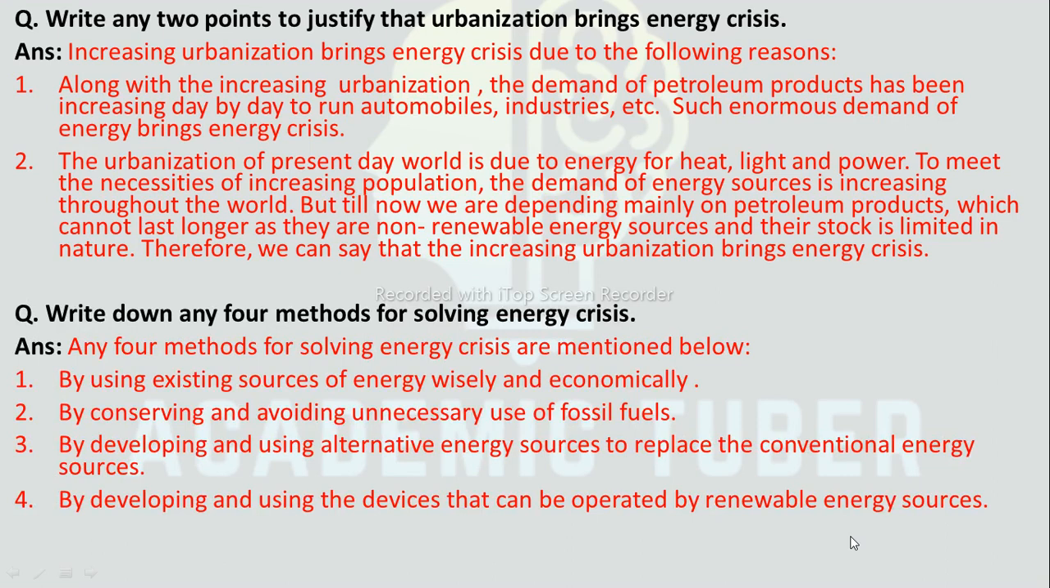Write down any 4 methods for solving energy crisis. By using existing source of energy wisely and economically, by conserving and avoiding unnecessary use of fossil fuel, by developing and using alternative energy sources to replace the conventional energy sources, by developing and using the devices that can be operated by renewable energy sources.